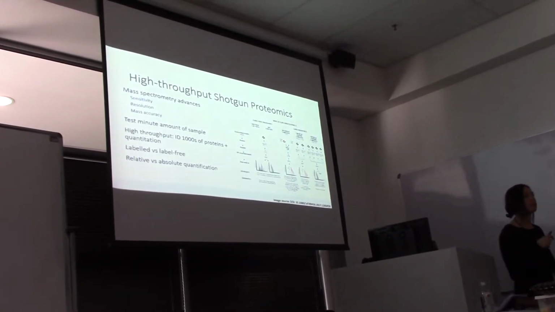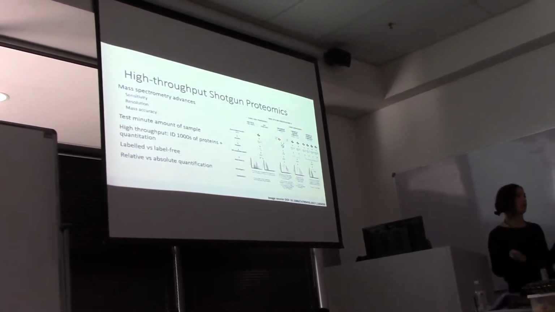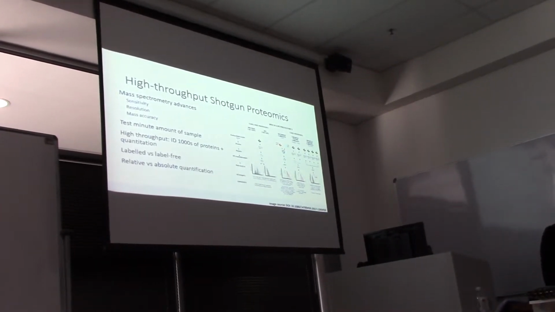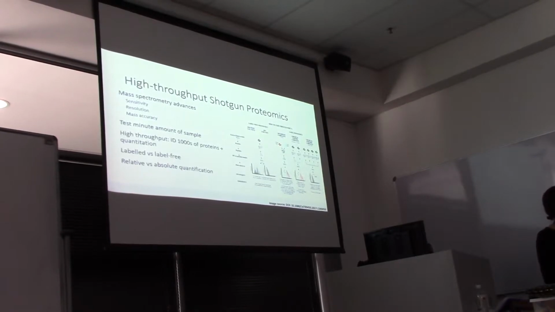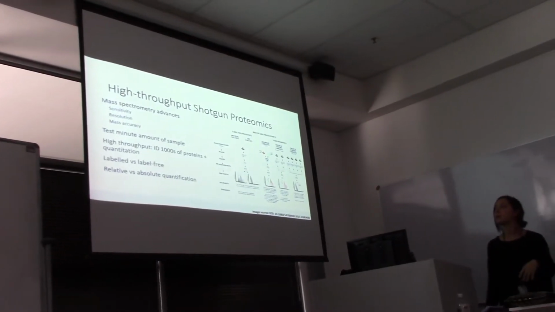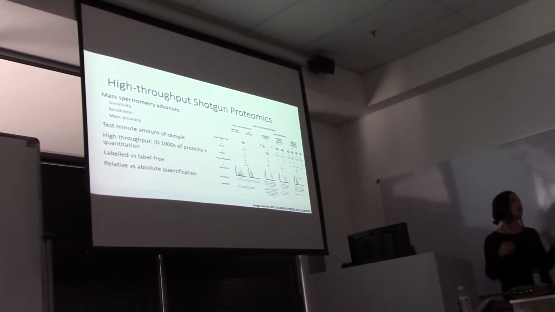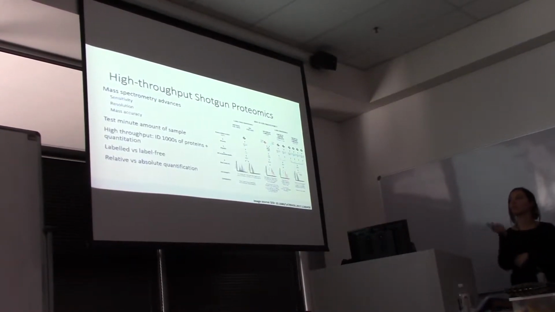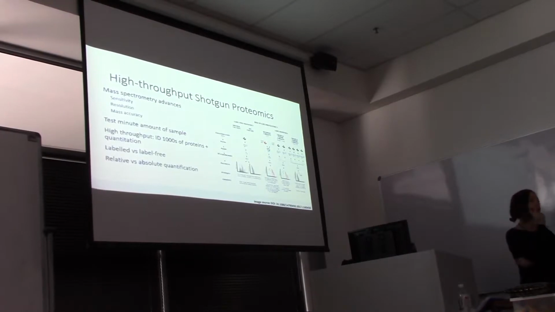shotgun experiments. So mass specs have become really, really advanced instruments now. We can resolve things very well. They're extremely sensitive, very, very good definitions of mass accuracy on your MS. And so they've allowed us to investigate entire proteomes fairly quickly. So the nice thing about shotgun MS is you don't need that much sample.